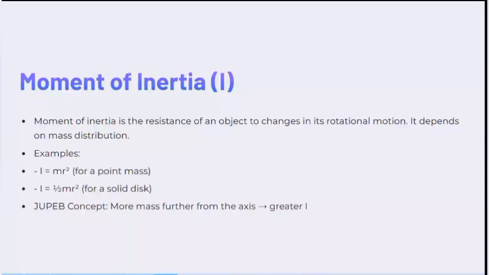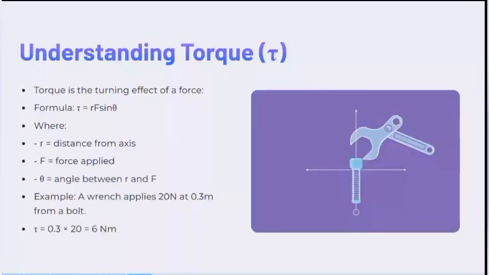So it's usually dependent on mass distribution. So what do I mean by that? It means force. And the formula, as I was saying, the formula is very simple. Just τ is equal to RF when you are not given an angle.